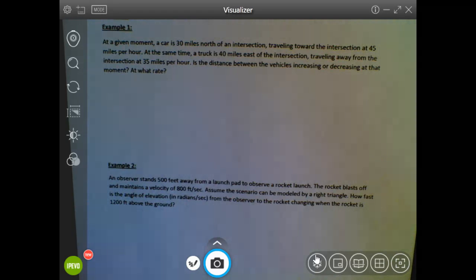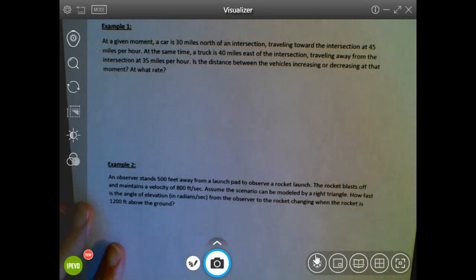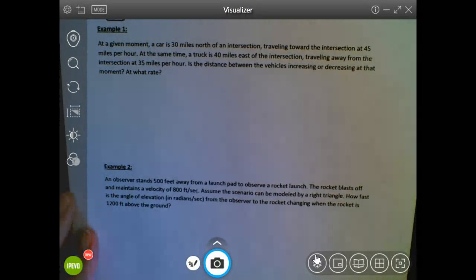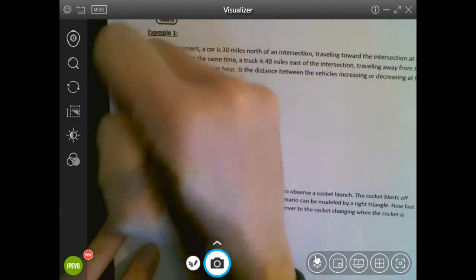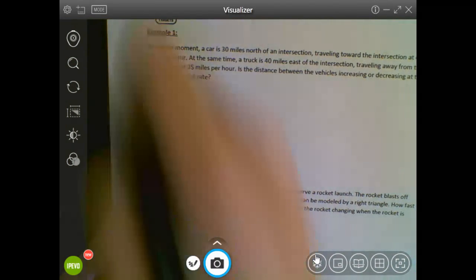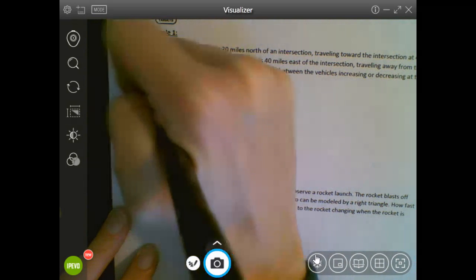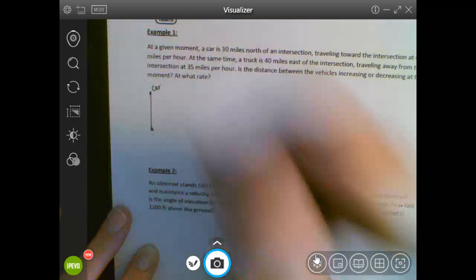Example one is similar to what we went over last class with the right triangles. You'll see that we'll be able to draw a picture and model this using our Pythagorean theorem, x squared plus y squared is equal to z squared. So I'm going to draw a picture as I read through this. It says a given moment, a car is 30 miles north of an intersection. Intersection here, and I'll draw my car 30 miles north of that.